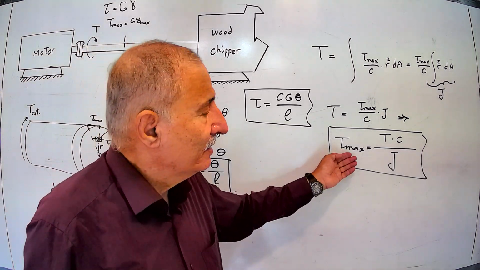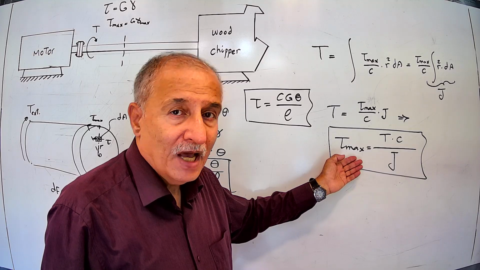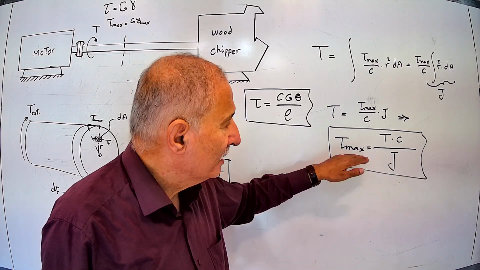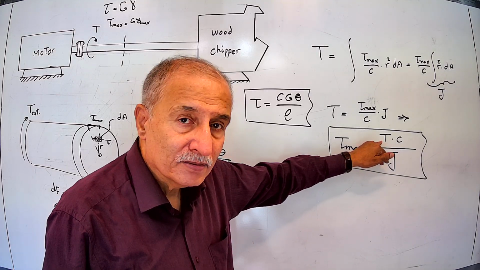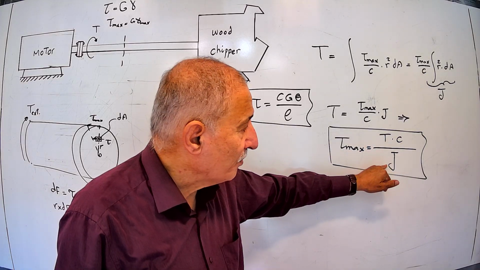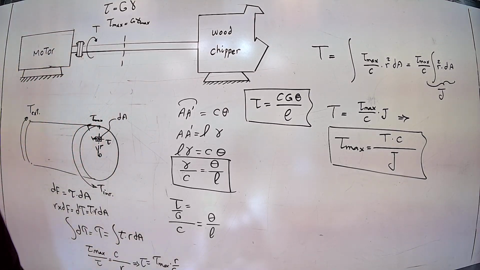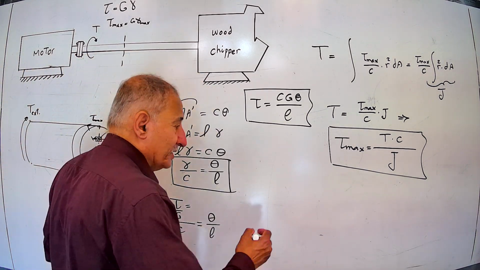That's the maximum stress applied due to the torque on the shaft. It is equal to the torque times the radius of the cross section of the shaft divided by a property of the cross section. We call this property, as I said, the polar moment of area.